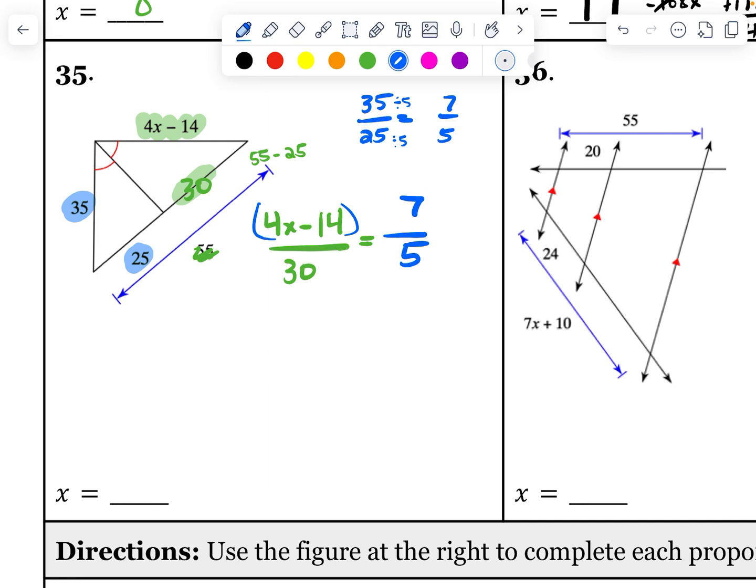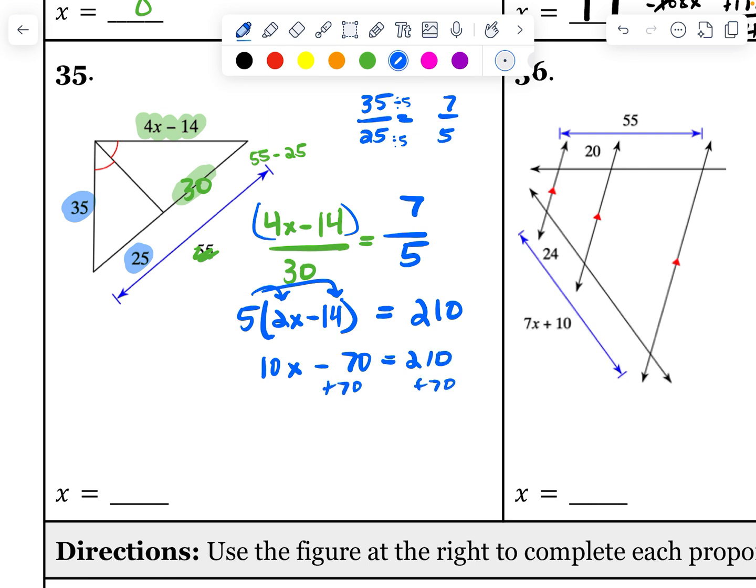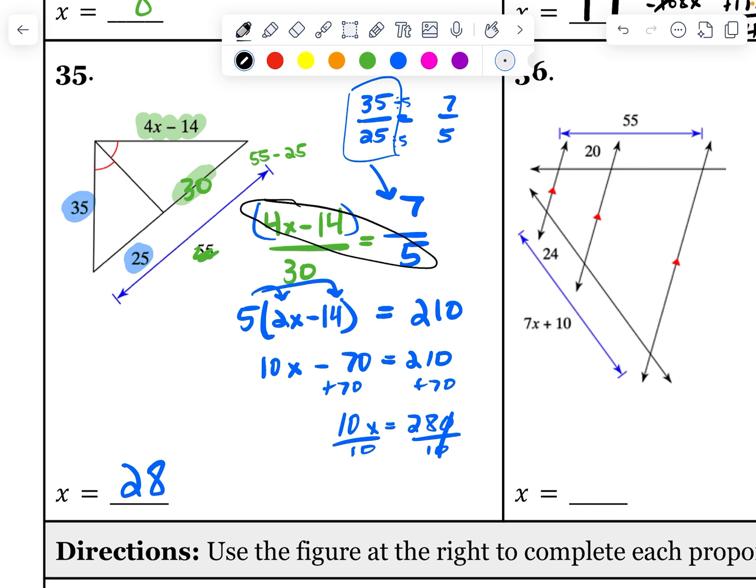30 times 7 is 210. And now my middle math is easier, right? 5 times 4x minus 14 is 10x minus 70 equals 210. So plus 70, plus 70. 10x equals 280. Divide by 10, x equals 28. And it would have been the same if you had used this. I just wanted to show you that if you don't like these enormous numbers, you can reduce those fractions first, and it kind of helps you out.